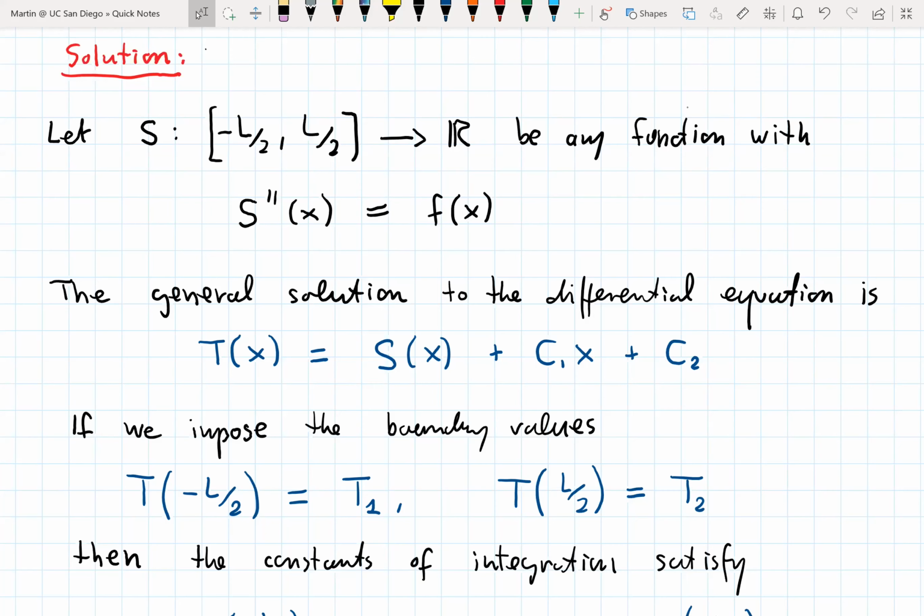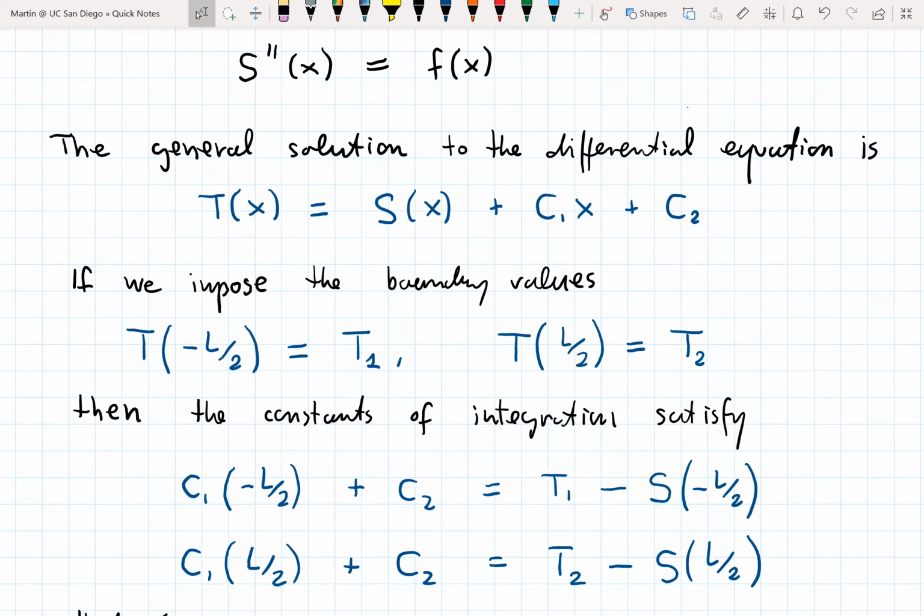Okay, we can easily check that T prime prime equals f of x. So that general solution indeed satisfies the differential equation. The two parameters, c1 and c2, are completely arbitrary at this point, but we can fix them if we incorporate the boundary conditions. Namely, we know that T of minus L over 2 equals some constant temperature T1. And let's say T at L over 2 equals some other constant temperature T2.